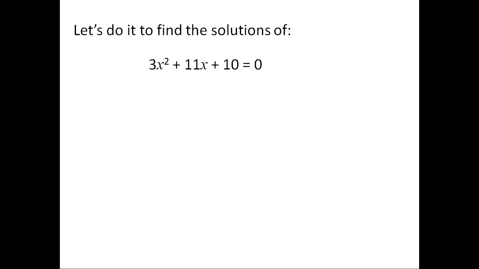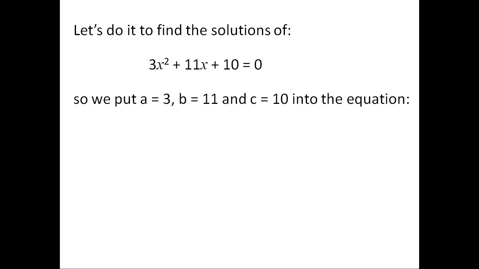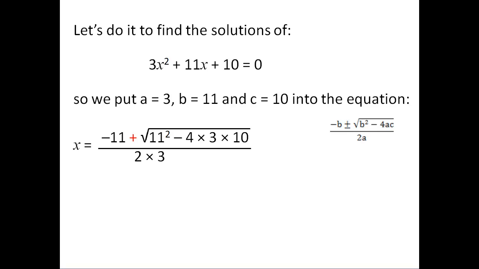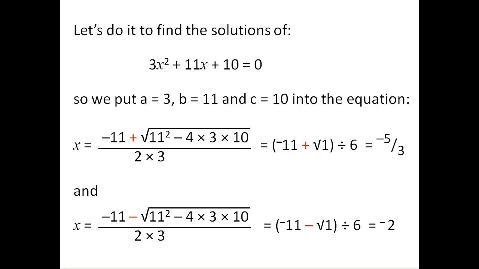So we'll use it for this quadratic. A is 3, b is 11, c is 10, and we put it into the equation. 11 squared minus 4 times 3 times 10 is 1. So we have that, all divided by 6, and our answer is minus 5 over 3.